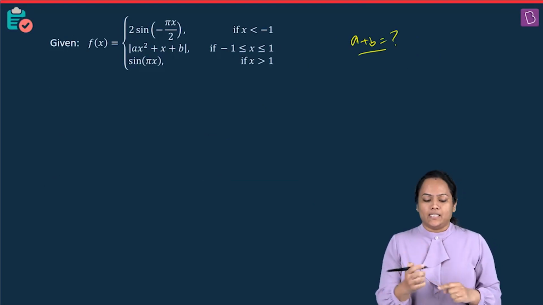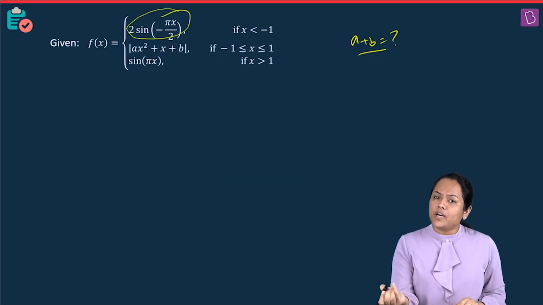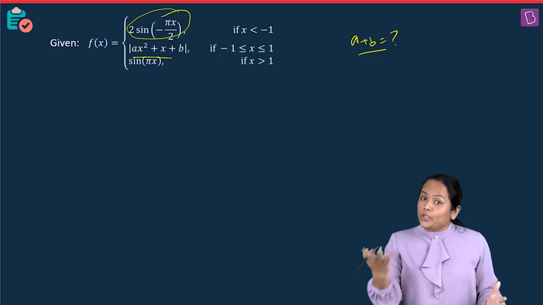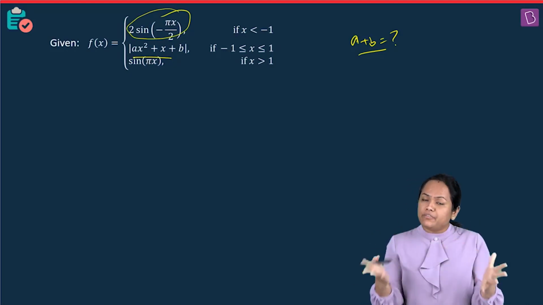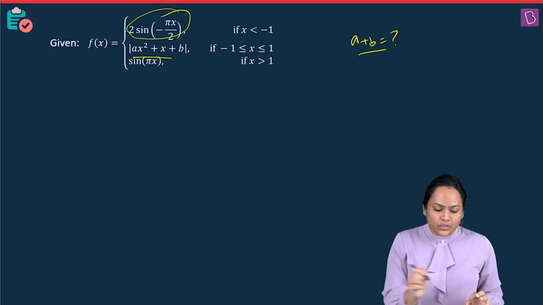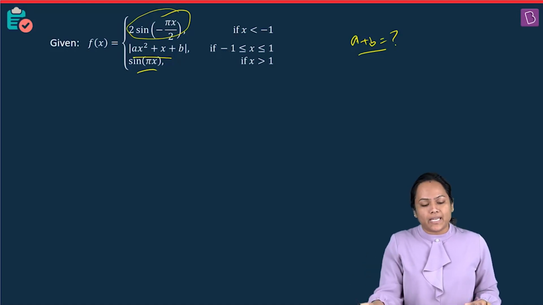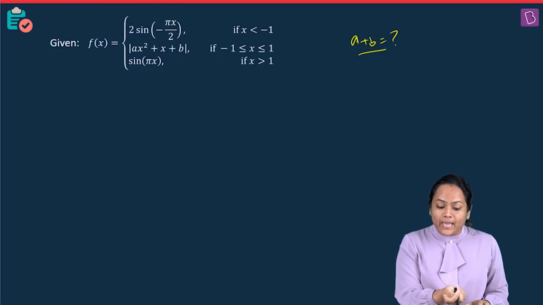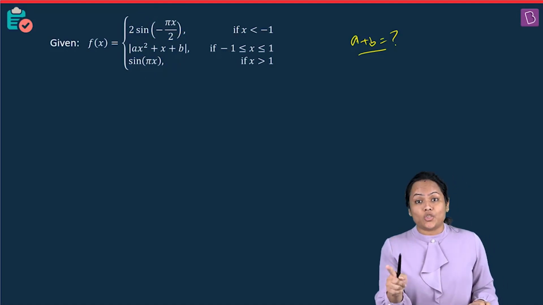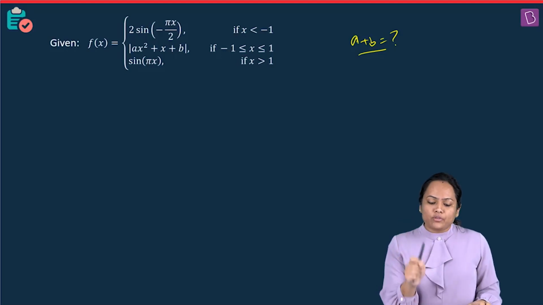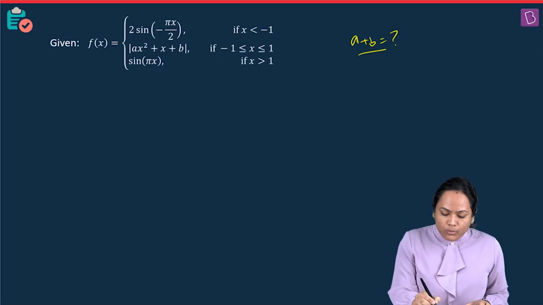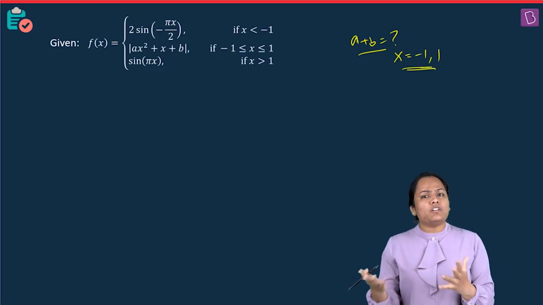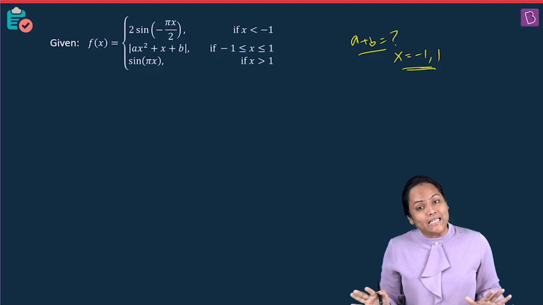Now, since my sine definitely is a continuous function, my modulus of a quadratic is a polynomial. Polynomial is continuous. When I take its mod, definitely the function will again be continuous. And then I have again a function of sine. So that means my f will be continuous except at points where the definition is changing, right? So that means I have to check continuity only at points that are minus 1 and 1. At rest of the points, the function definitely will be continuous.